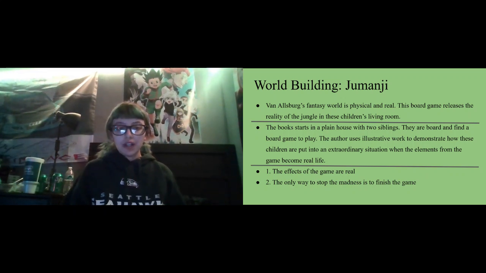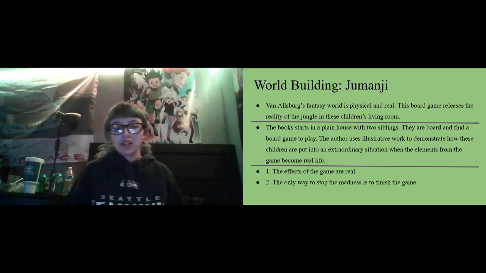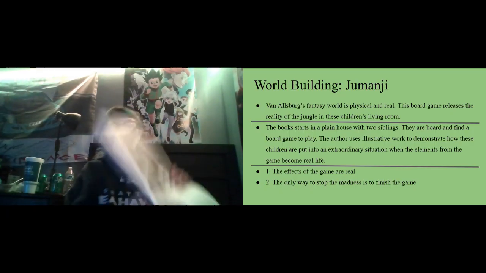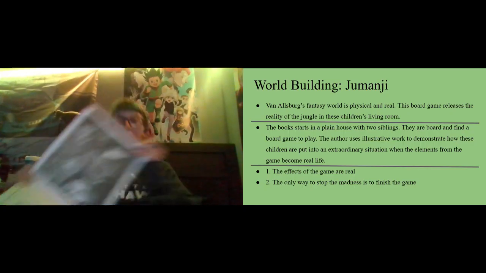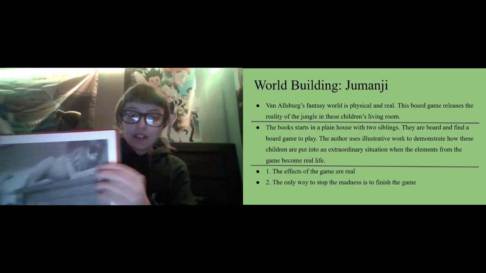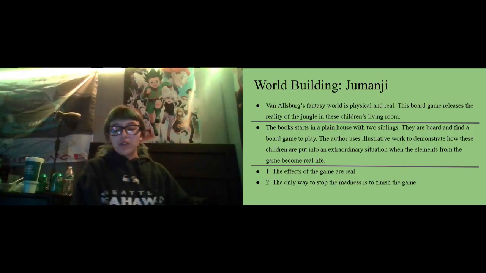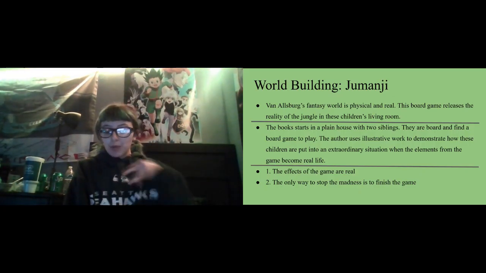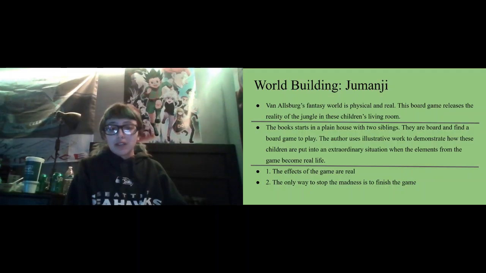The book starts in a plain house with two siblings. They are bored and find a board game to play. The author uses illustrated work to demonstrate how these children are put into an extraordinary situation when the elements of the game become real. Using examples from the book, we have them playing the game at first, and the first thing that happens is a lion appears behind them. In further pictures, the lion is pictured around their house, under their bed, and they have to actually deal with it.